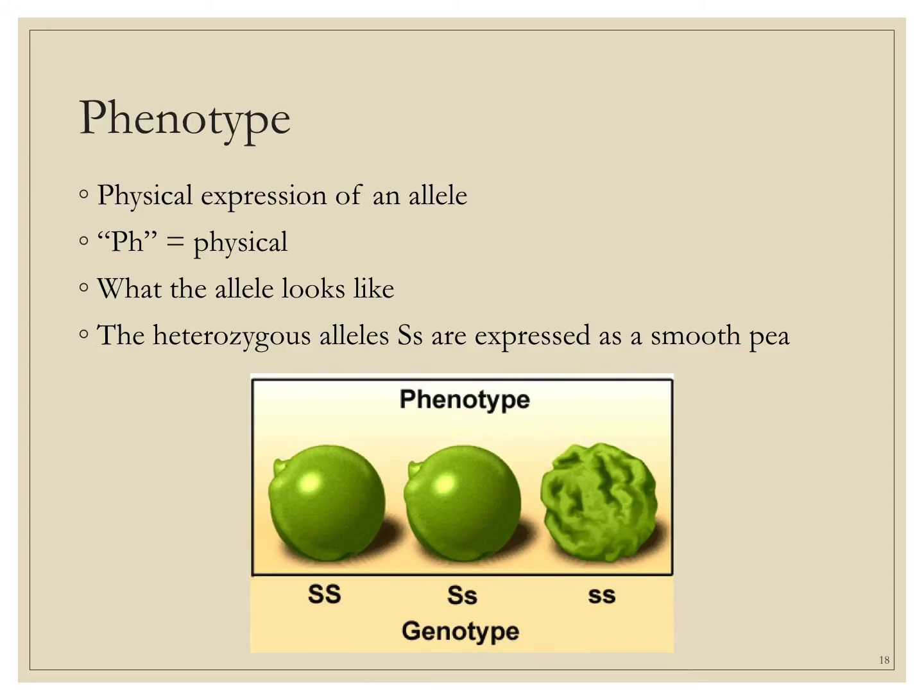Phenotype is the physical makeup, so it's what it looks like. And you can see there's different phenotypes at the bottom. So either smooth or constricted for the peas. And I always associate the ph in phenotype with physical makeup.